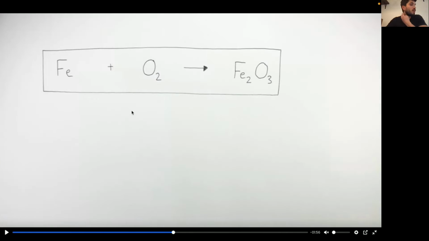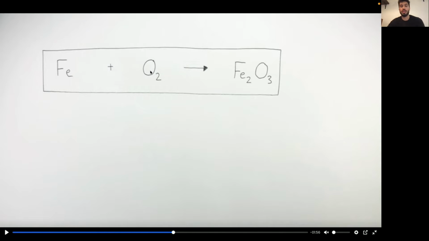So I'm going to take you through how to balance this equation, okay? We have two reactants on the left and one product on the right. We have one atom of iron. Iron has the chemical symbol Fe, and metals will always be symbolized by just one atom of its element, okay? So Fe just means there is one atom of iron.